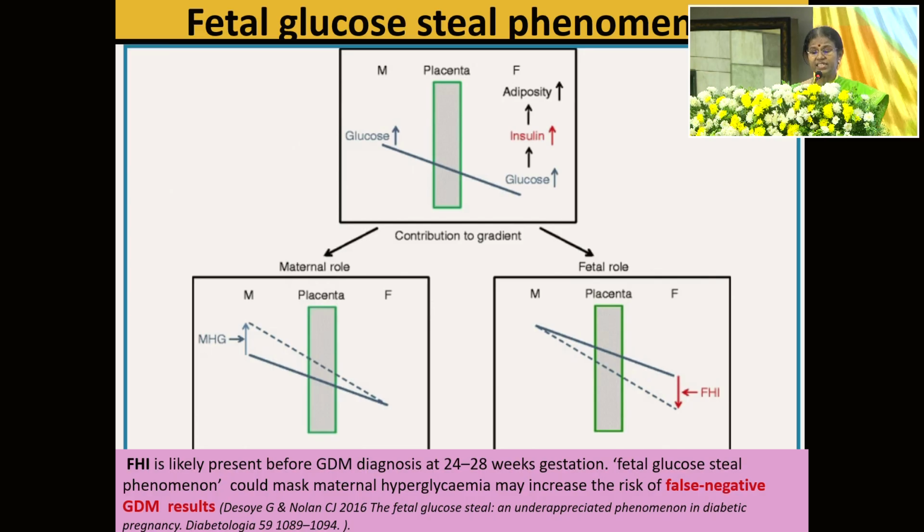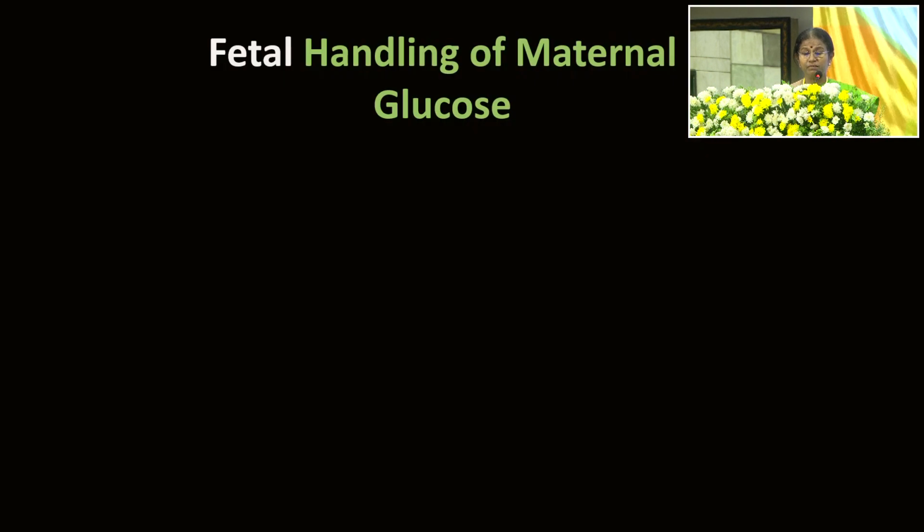And this increases the risk of false negative GDM results. Many OBGYNs come and say, the blood sugar is very much normal, how come we had the preterm delivery, or they developed preeclampsia or big baby? All they used to ask. This is because of the fetal handling of the maternal blood sugar.